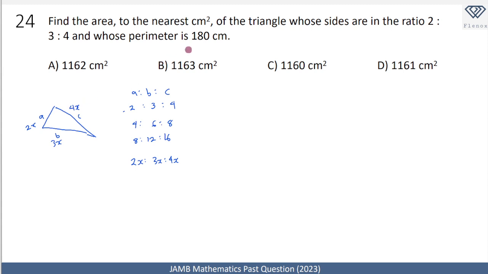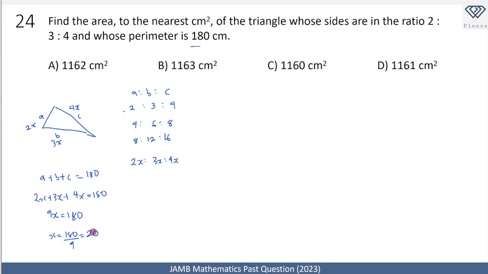We are told that the perimeter is 180. Now perimeter is the sum of the lengths of this triangle. So A plus B plus C is equal to 180, and A is 2x, B is 3x and C is 4x. So 2x plus 3x plus 4x equals 180, and that becomes 9x is equal to 180, and x is just 180 divided by 9, and that is equal to 20.